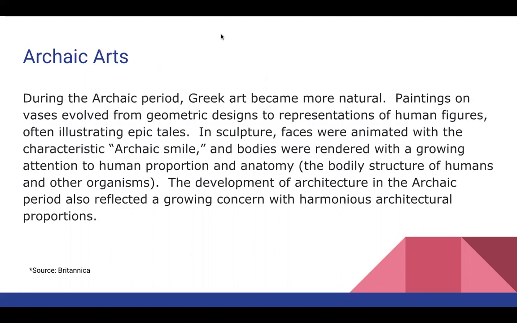During the Archaic period, Greek art became more natural. Paintings on vases evolved from geometric designs to representations of human figures, often illustrating epic tales. In sculptures, faces were animated with the characteristic archaic smile, and bodies were rendered with a growing attention to human proportion and anatomy. Anatomy is the body structure of humans and other organisms. The development of architecture in the Archaic period also reflected a growing concern with harmonious architectural proportions.